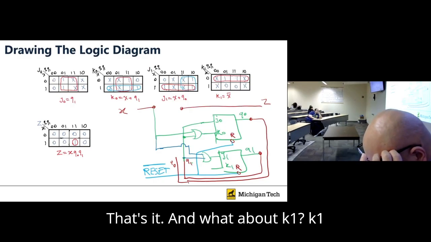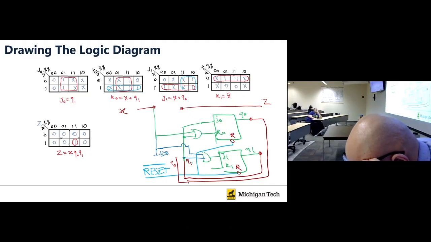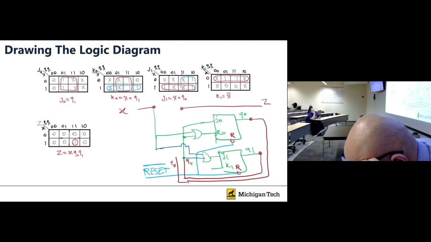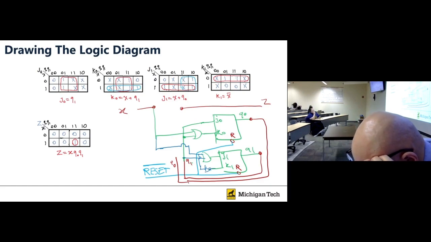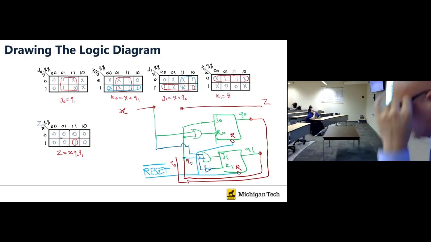That's it. And what about K1? K1 is X bar. So we're going to have X bar here. Okay, maybe I just get from somewhere here and do X bar. That's it. And that's X. What about Z? Oh, we didn't compute Z.